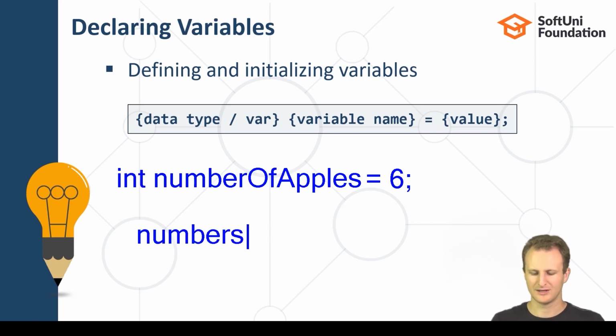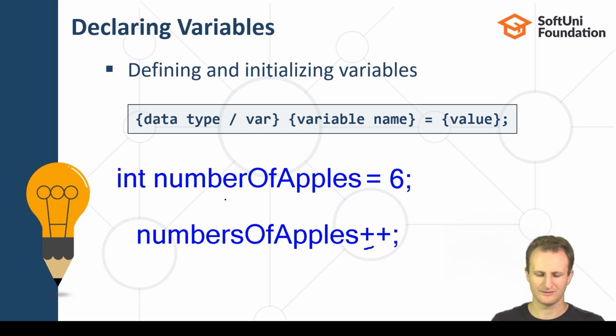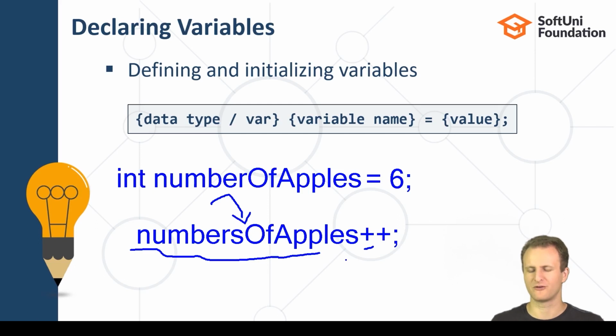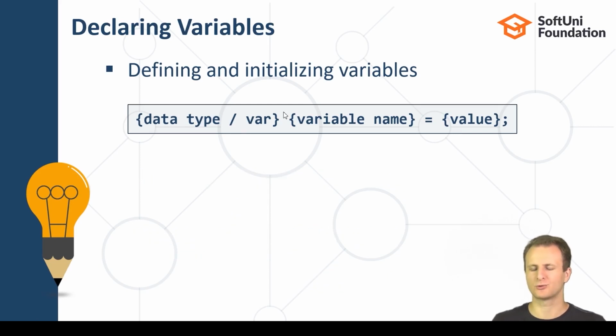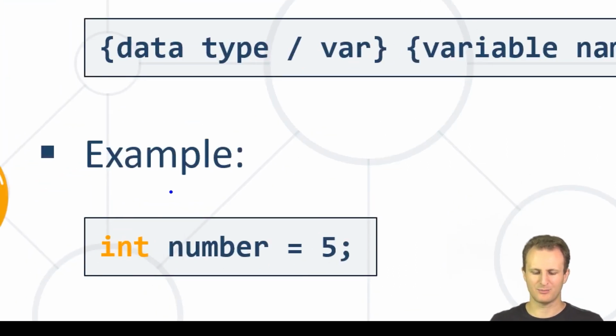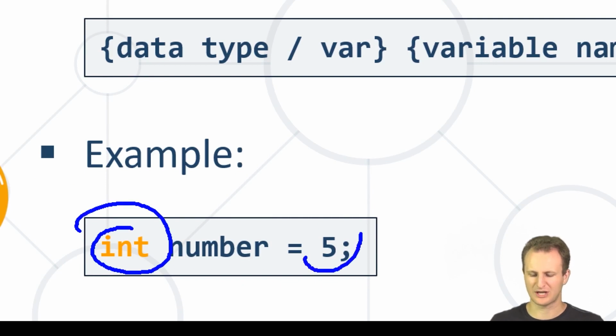For example, you can increase it by saying numberOfApples++, meaning increase the number of apples by 1. This would change the value of the memory which is pointed by numberOfApples. It will change that memory address to contain the number 7. Okay, so this is how you create variables, and again, this is something you should already know by now, but we're covering it just in case. So here's an example of initializing an integer number which has the value of 5.